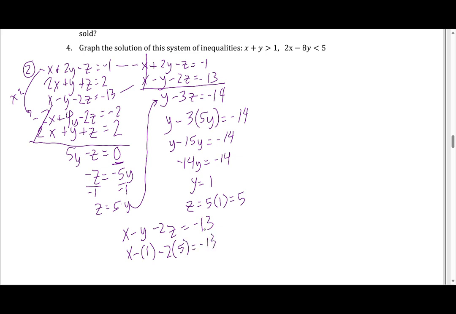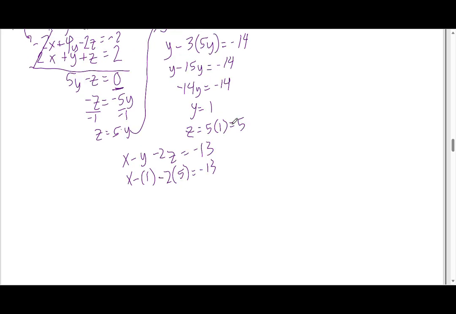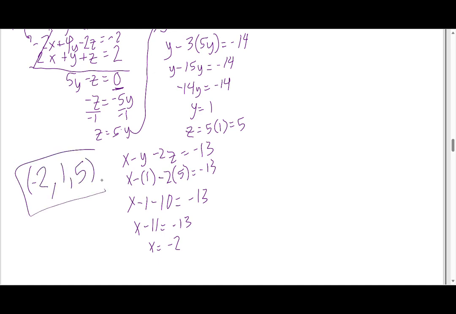Negative 13 still. So x minus 1 minus 10, or x minus 11 equals negative 13. Add 11 to both sides, and x is negative 2. And just like the last one, if you want to write it as a point, you put your x value, your y value, and then your z. And there's your answer.